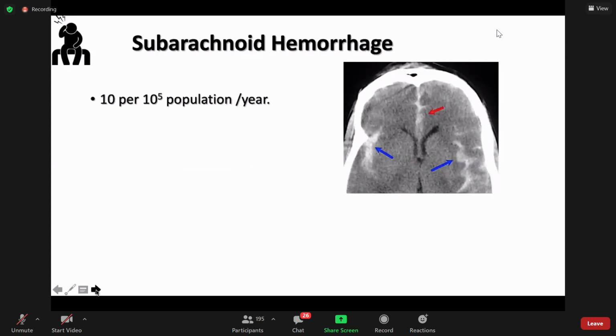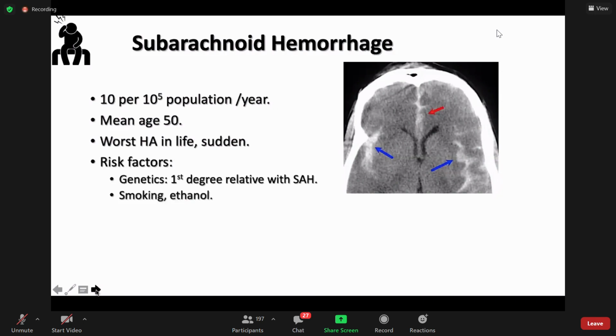Subarachnoid hemorrhage happens, fortunately, not very commonly. Per 100,000 of the population, we have only 10 cases. The mean age is about 50. Usually the patient says, this is the worst headache I ever experienced, and it came all of a sudden like something snapped inside my head.